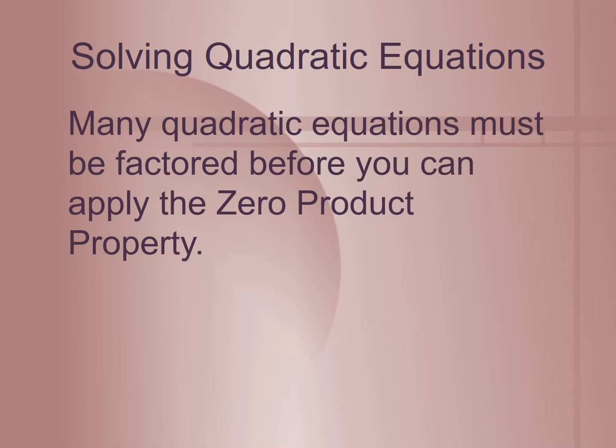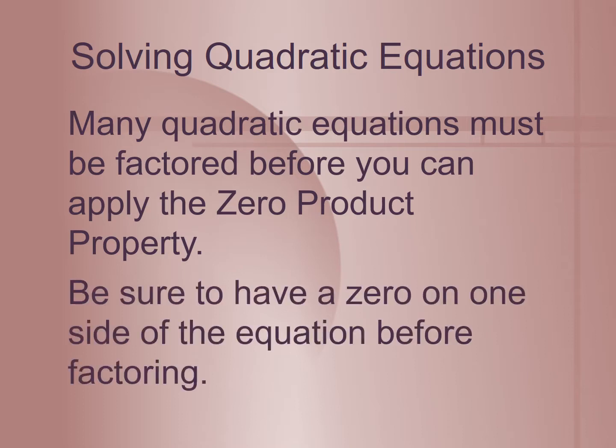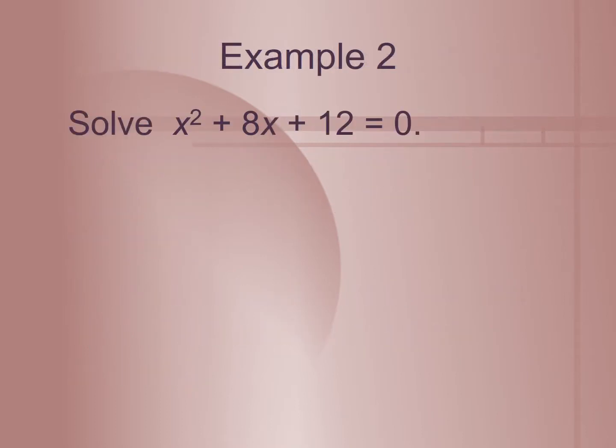Many quadratic equations actually have to be factored before you can apply the zero product property. Be sure to have a 0 on one side of the equation before factoring. It has to be a 0 if you want to use the zero product property. Let's look at this example. We have x squared plus 8x plus 12 equals 0. This is a quadratic equation because the degree is 2, which means that we can use the method of factoring to solve it.